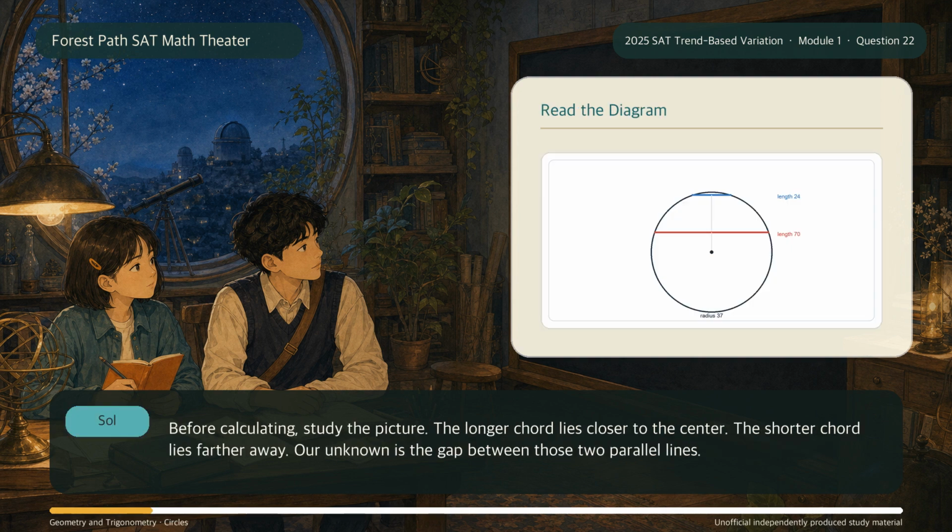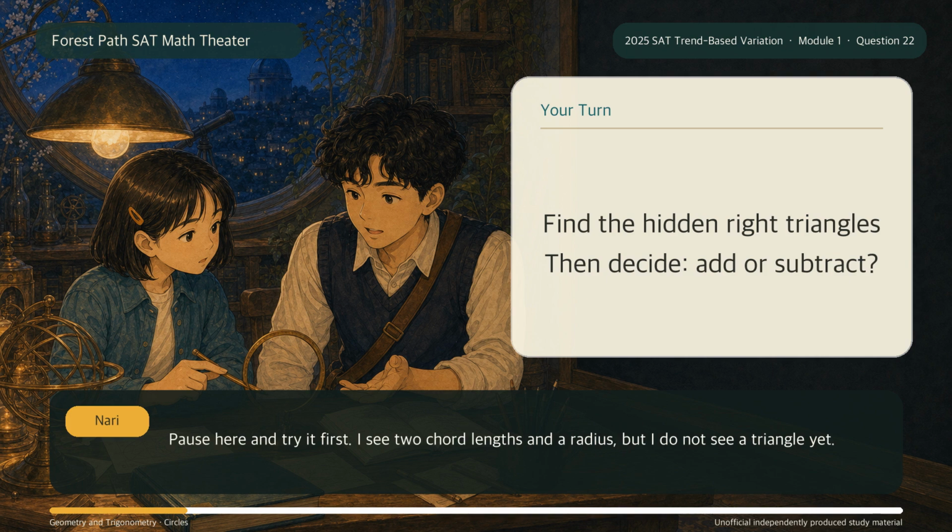Before calculating, study the picture. The longer chord lies closer to the center. The shorter chord lies farther away. Our unknown is the gap between those two parallel lines. Pause here and try it first. I see two chord lengths and a radius, but I do not see a triangle yet.